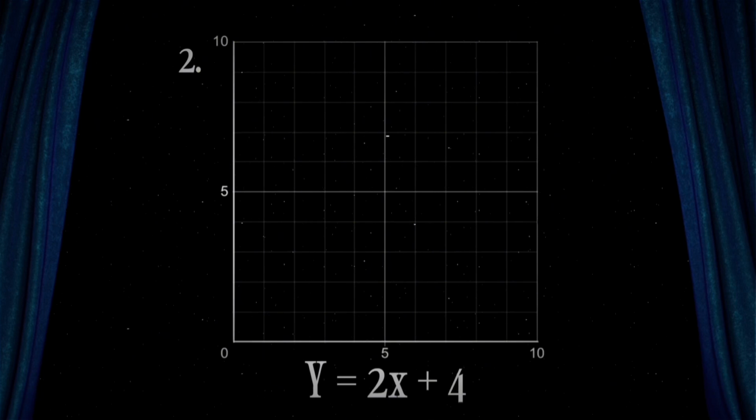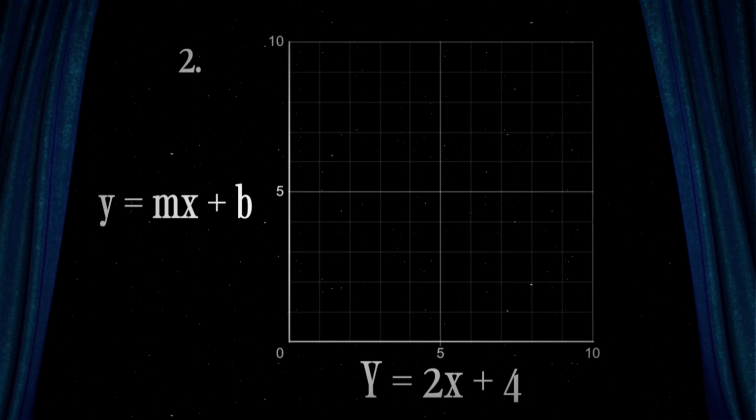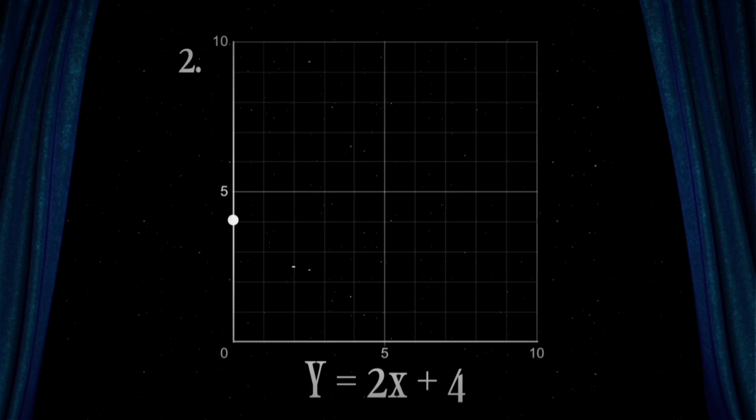Let's break it down. As we know, the y-intercept is represented by b. In this equation, b is equal to 4. Now, we can plot a point at (0, 4). To get the rest of the points, we need to find the slope. The slope is 2. We go up 2 spaces and to the right 1 space.